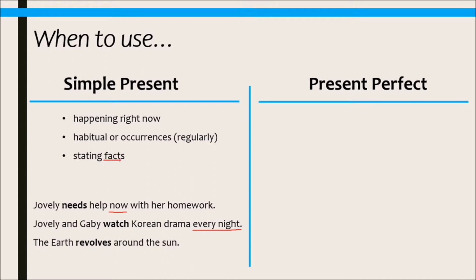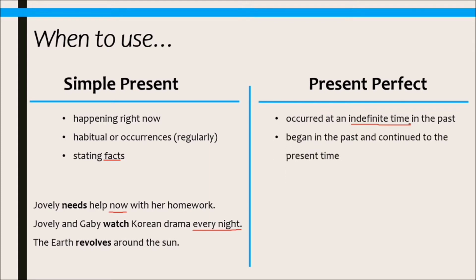Scientifically, it is a fact. That is why we use the present tense. Now for the present perfect. We use this if the action occurred at an indefinite time. Remember, when we say indefinite time, it means that the time when the action was taken is not determined or specified. Another is when the action began in the past and continued to the present time.